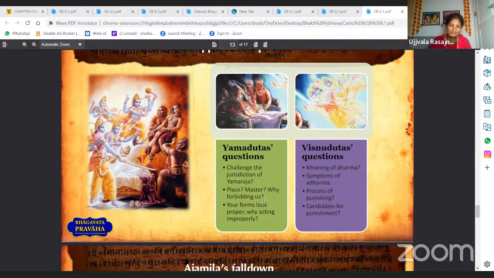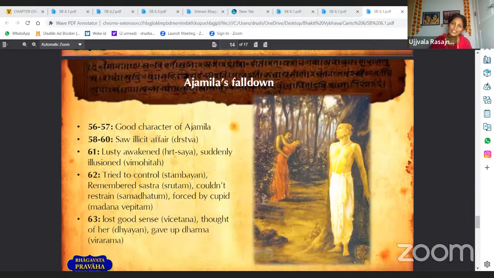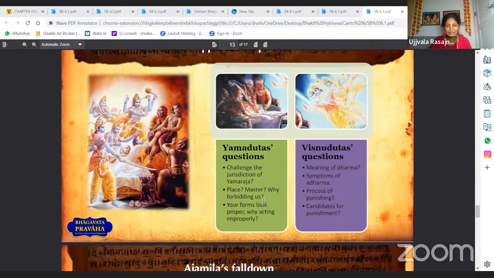So that's the start of the conversation. We will see what the conversation is next week. So Ajamila is still there. He's watching the conversation. He's hearing the conversation. So the rest of the conversation we will hear next week, dear devotees. But two points here in this case.